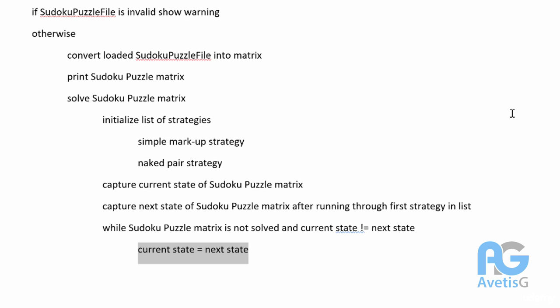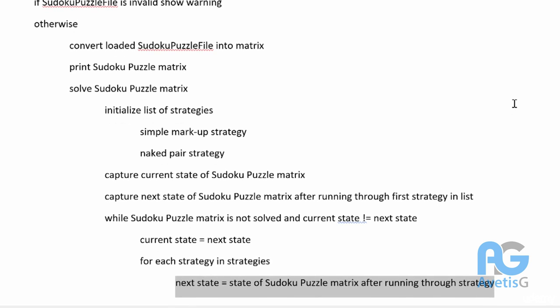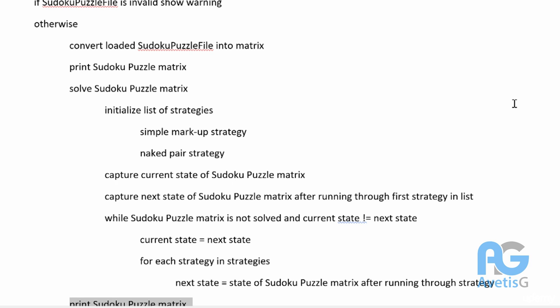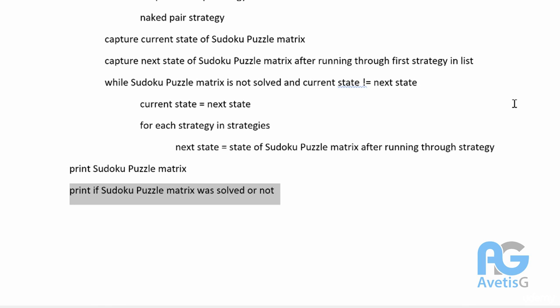We're saying that the current state now is the next state, and for the next state, I say for each strategy in strategies, so I'm running through each strategy, and the next state is the state of the Sudoku puzzle matrix after running through the strategy, to see if that puzzle has changed, right? If the strategy had any effect on the Sudoku board. And then moving downwards, we print the Sudoku puzzle matrix, and then we print whether the Sudoku puzzle matrix was solved or not. Now let's actually see how the strategies work.